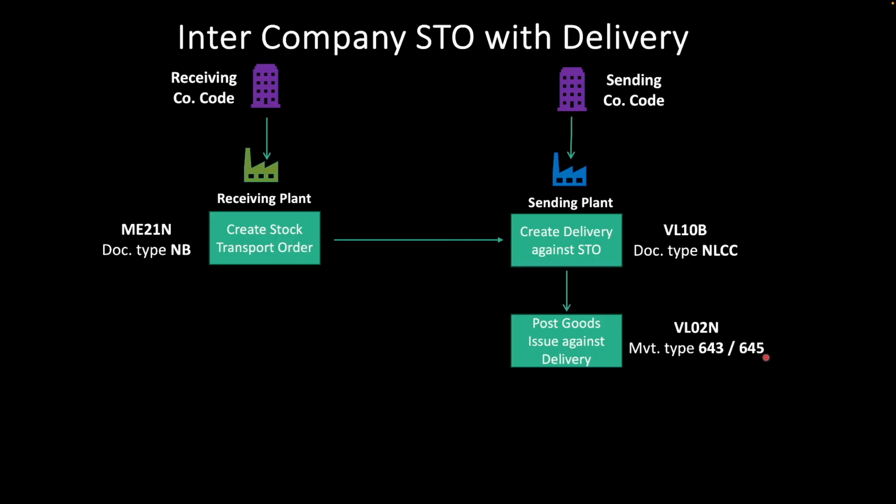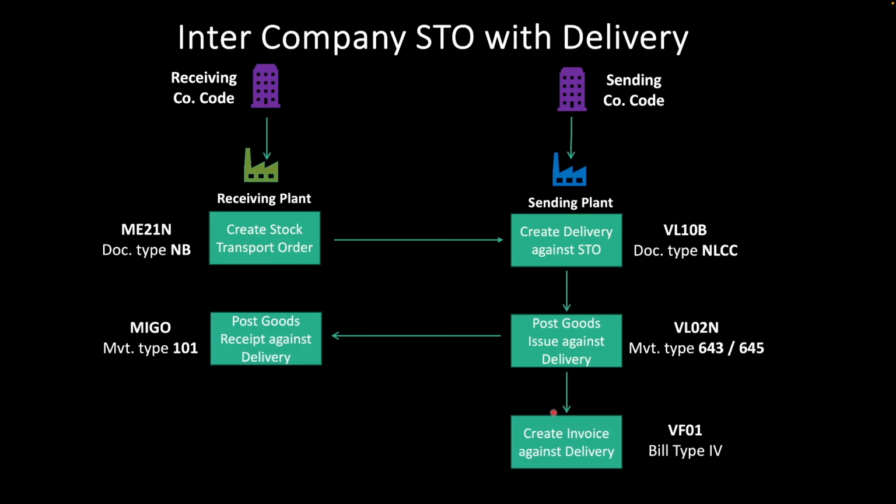Then now in the next step, the sending plant has to create a billing document. As you can see here, the sending plant will create a billing document through T code VF01. The billing type will be IV, and the receiving plant will create the goods receipt against this outbound delivery.